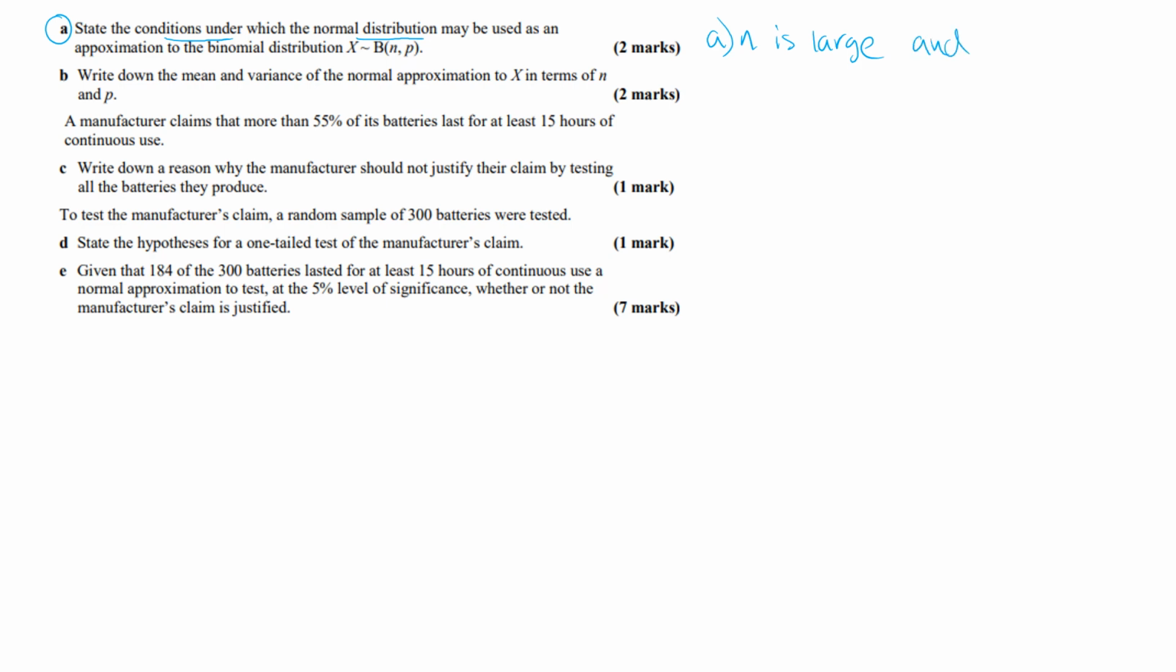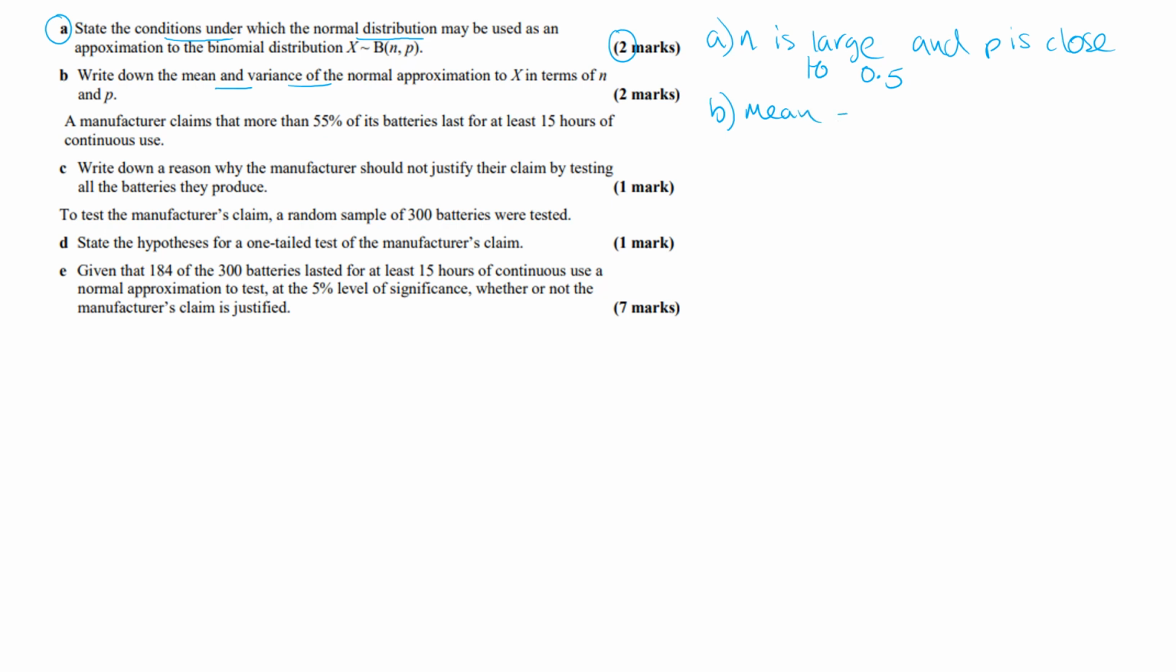And also because we've got 2 marks, we've got to say 2 things. P is close to 0.5. So probability of success being 0.5 means probability of failure is also 0.5. So you've got some symmetry there. The binomial distribution will be symmetric, and the more symmetric the binomial distribution is, the better it is to approximate it to the normal, because remember, the normal is a symmetric distribution. Now in part B, it's asking us to write down the mean and variance for the normal.